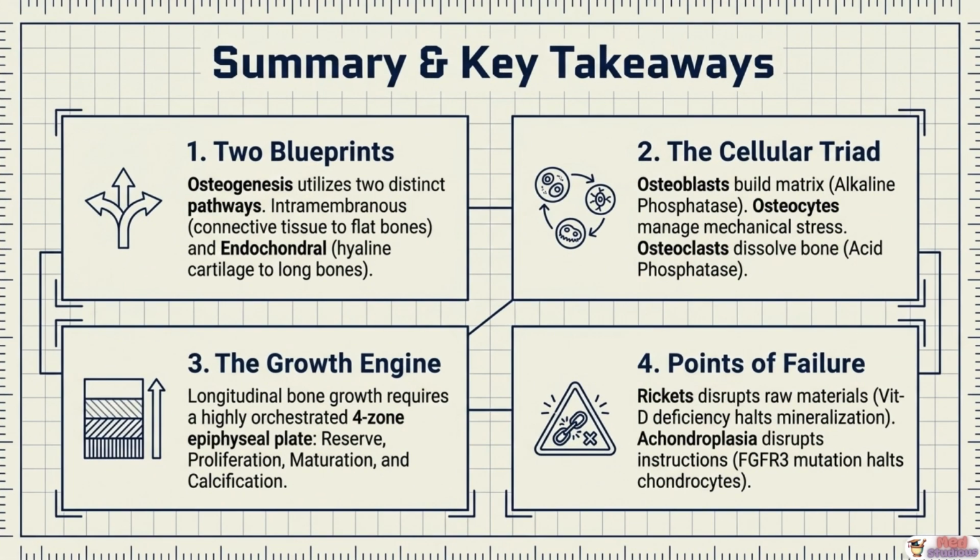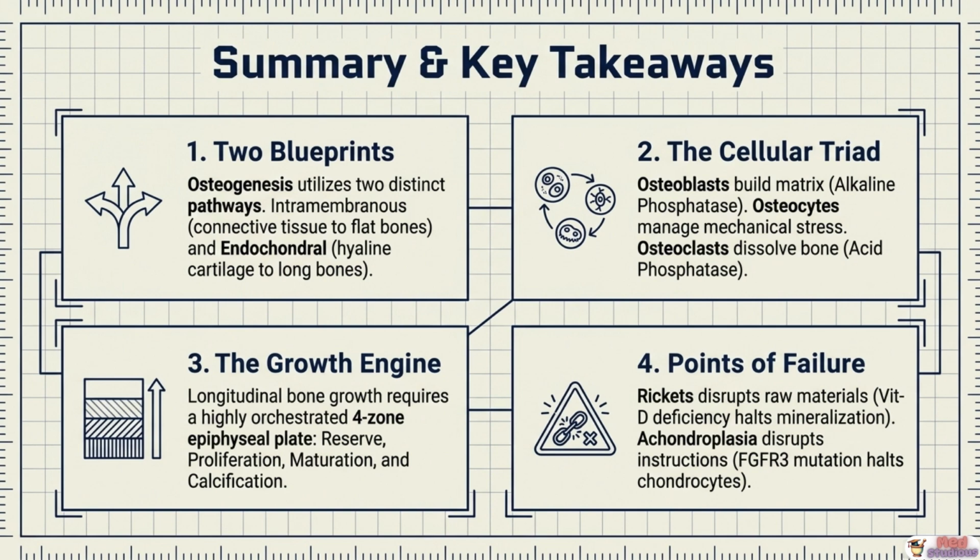We close by consolidating everything into your 4 essential frameworks, the foundation for any exam question on bone histology and osteogenesis. Framework 1, the 2 blueprints. Bone forms by 2 pathways. Intramembranous takes vascularized connective tissue directly to flat bones via mesenchymal to osteoblast differentiation. Endochondral takes a hyaline cartilage mold to long bones via chondrocyte hypertrophy, death, and replacement.